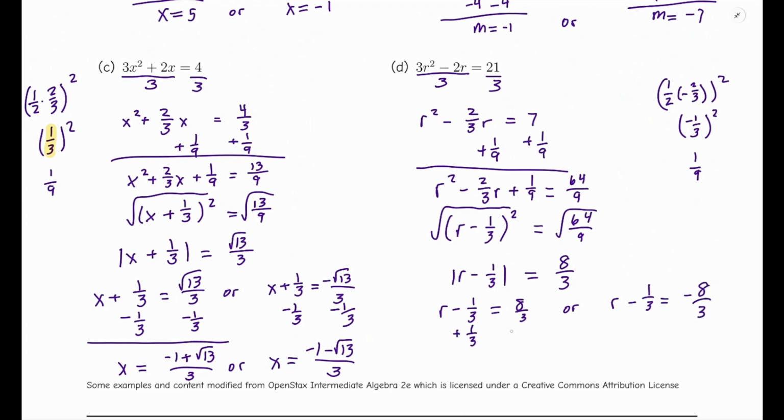Add 1/3 to both sides of both equations. We get r equals 9/3, or 3, for the first one, and we get r equals negative 7/3 for the second answer. And that is it for section 9.2.